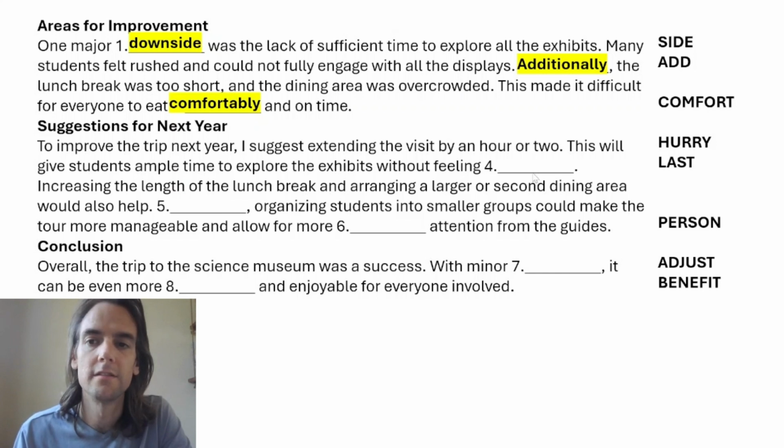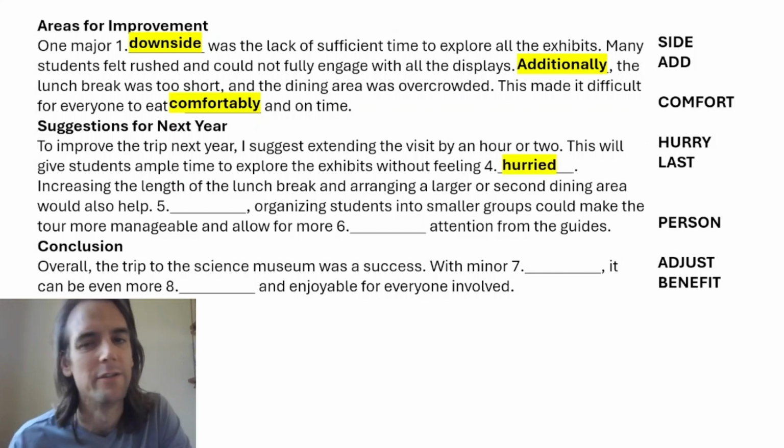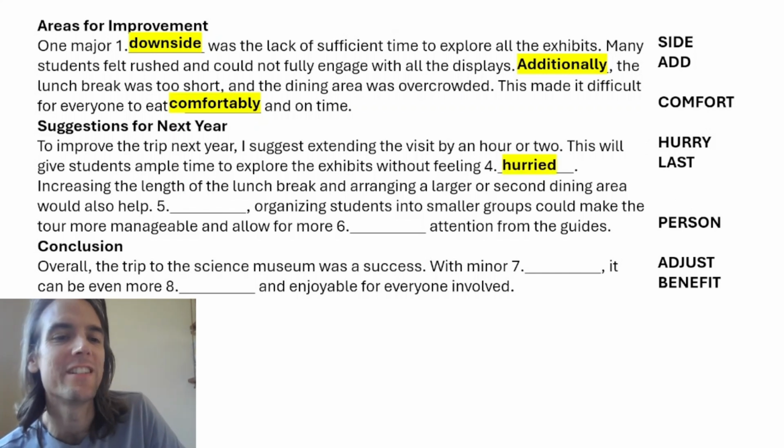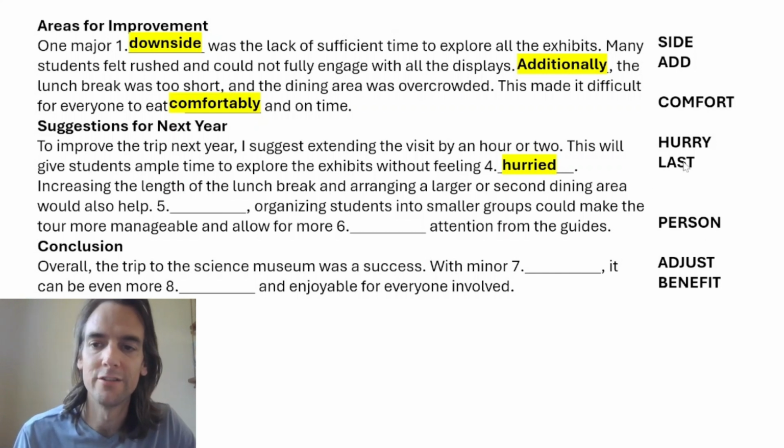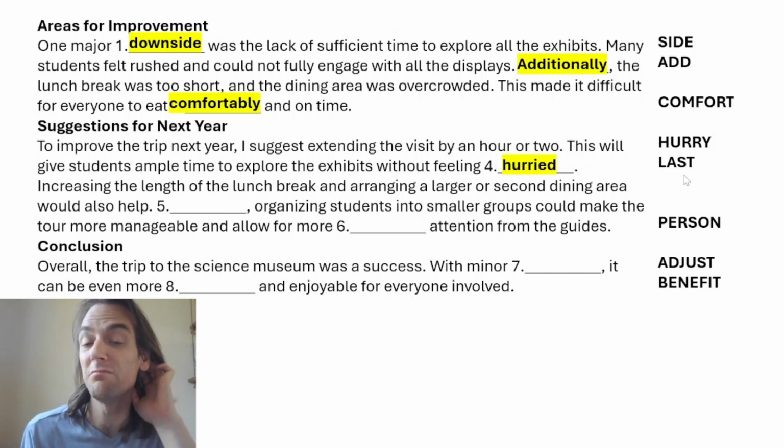Number 4, oh, I've messed up the lines here, haven't I? As you can see, number 4 should be hurry. This one was very easy. It's hurried. That's too easy, to be honest. But I had to find 8 questions, didn't I? Number 5, which should be from last, is similar to additionally, but a little bit more unusual. I thought maybe there's a trick here, but there isn't.